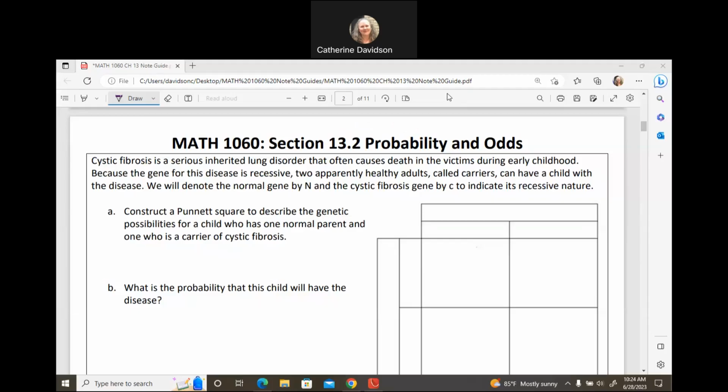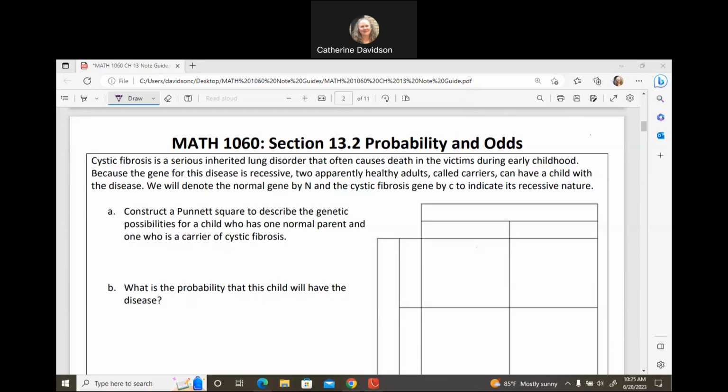This is section 13.2, probability and odds. Cystic fibrosis is a serious inherited lung disorder that often causes death in victims during early childhood. Because the gene for this disease is recessive, two apparently healthy adults called carriers can have a child with the disease. We will denote the normal gene by a capital N and the cystic fibrosis gene by a lowercase c to indicate its recessive nature.